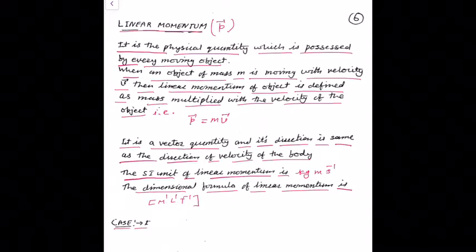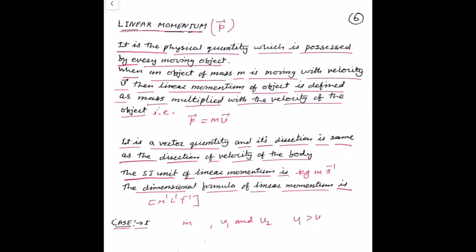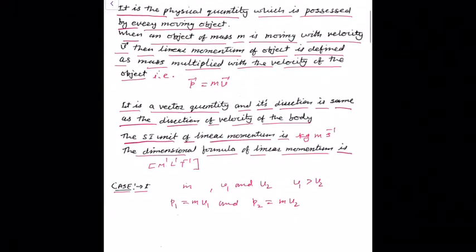Case first, consider two objects each of mass small m. Suppose the two objects are moving with velocity v1 and v2, with v1 greater than v2. Then p1 is equal to m into v1 and p2 is equal to m into v2.